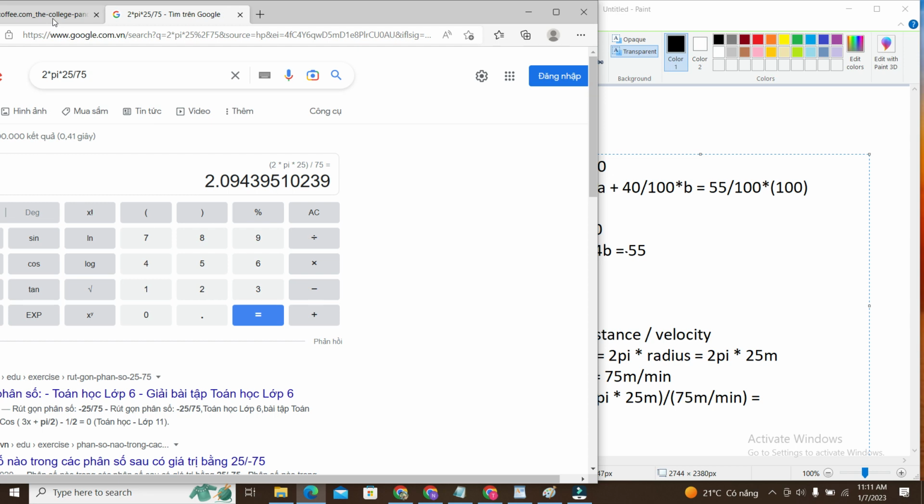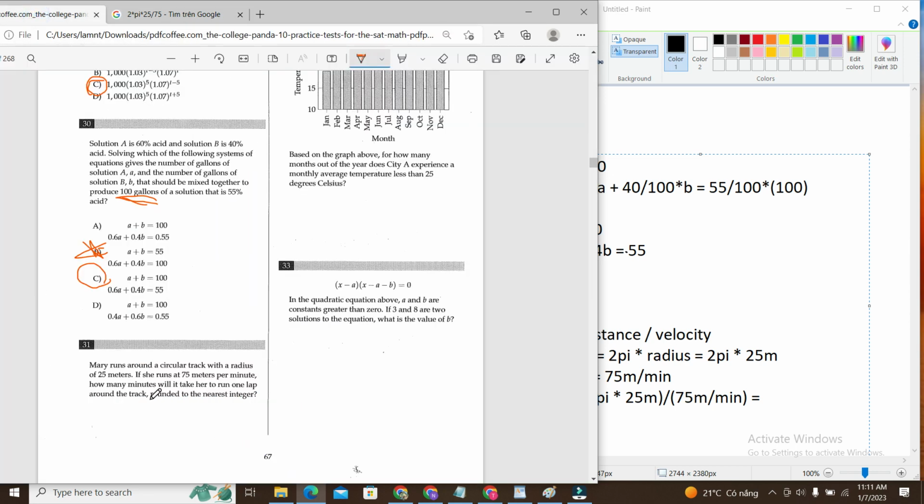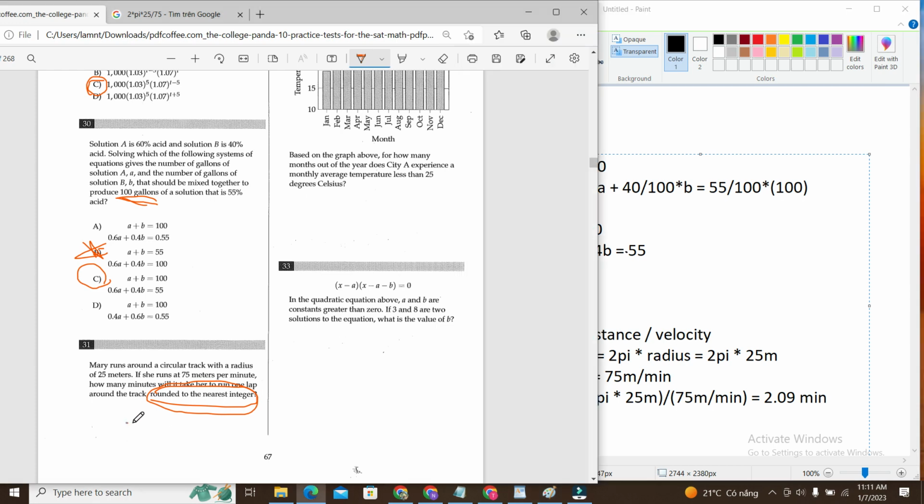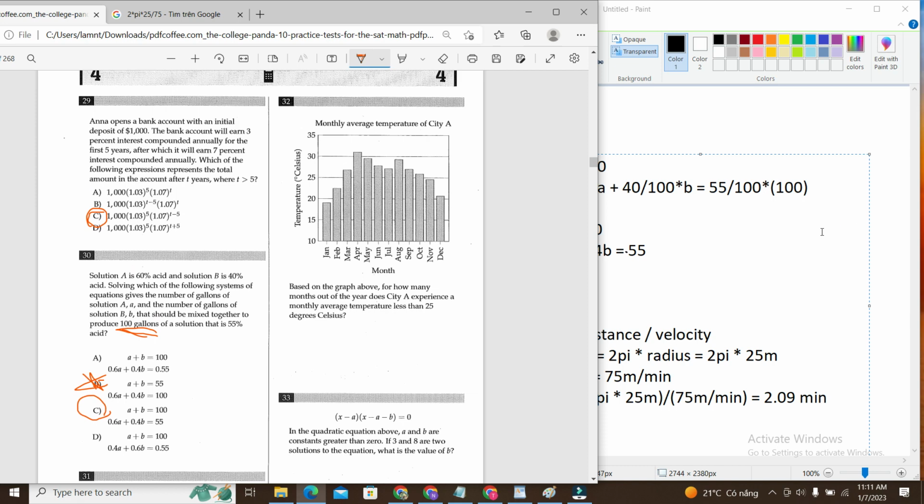That's going to be 2.09, rounded to the nearest integer. So here it is 2.09 minutes. So the answer is going to be 2, right? The answer is 2. Alright, so 32.